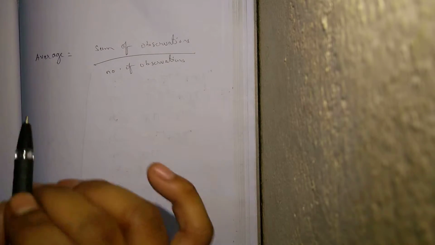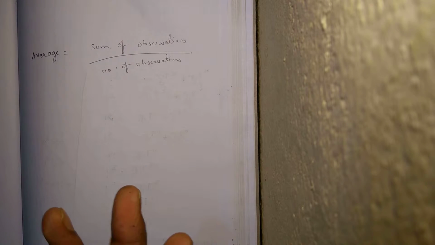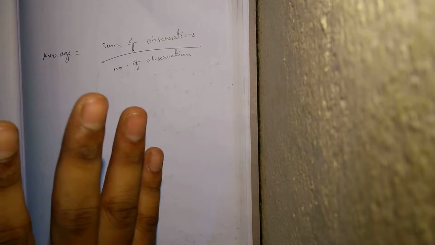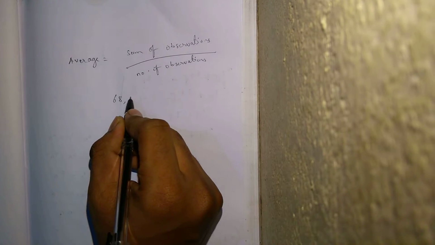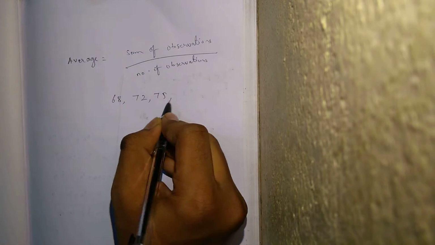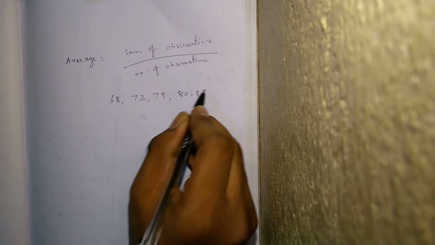Let me consider an example. A student appeared for an examination. Let us suppose he took some JNTUH board examinations, in which there are 5 subjects, so he's going to write 5 exams. He wrote the exams and finally got his result, and his marks are like this: 68, 72, 75, 80 and 85.